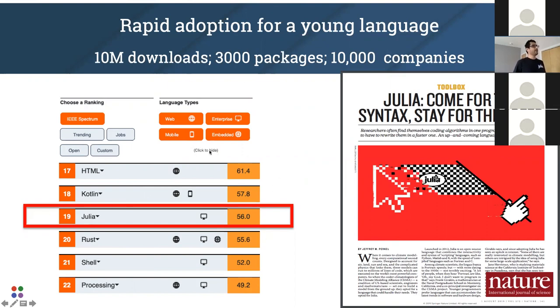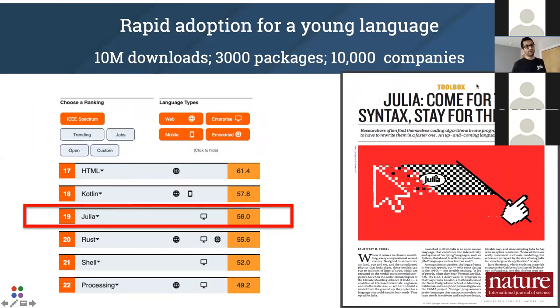This on the left-hand side here is programming language rankings, right? So Julia ranked number 19 on the IEEE Spectrum rankings that just came out a couple of months ago. I think it's phenomenal for a language like Julia to be ranked this high this soon, and it has been growing very steadily over the years.